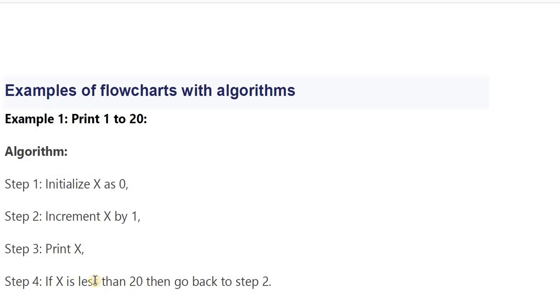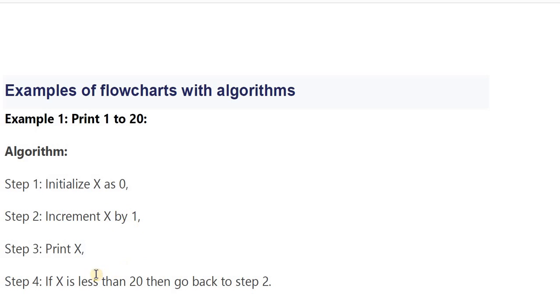If x is less than 20, then go back to step number 2. Again we have to increment x by 1. Now it will be 2, and we will display 2. Again 2 is less than 20. Again 2 is incremented by 1. That means 3. Again print 3. Again 3 is less than 20. Go back to step 2. That means here 3 is incremented by 1. That is 4. So again display 4.